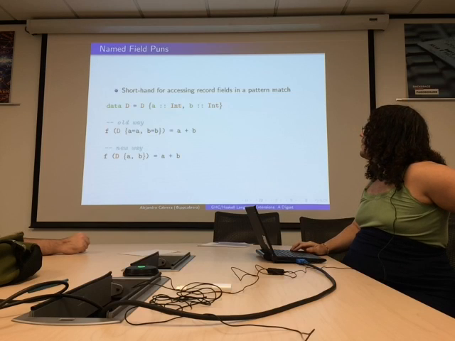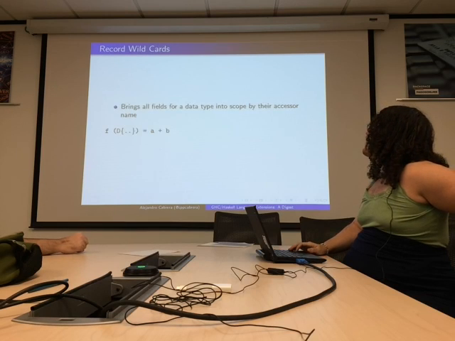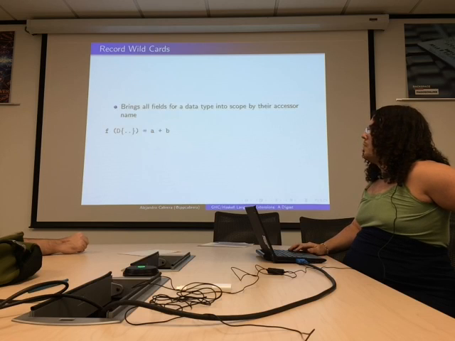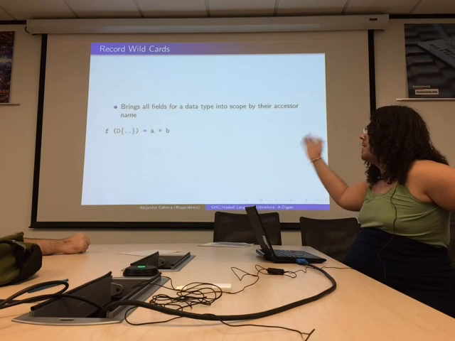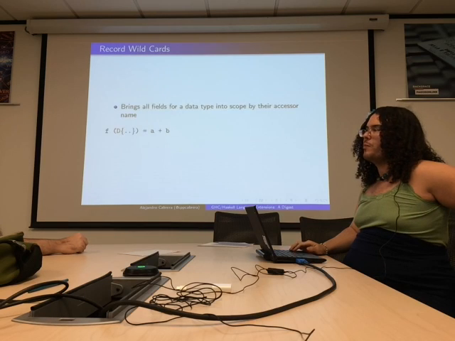Hell yeah. And possibly even better, on the next slide, record wildcards. You just bring all the fields for that data type into scope by their accessor name. You can also pull out a specific field with a given value and then do the wildcard, so you can mix it up with named field puns.